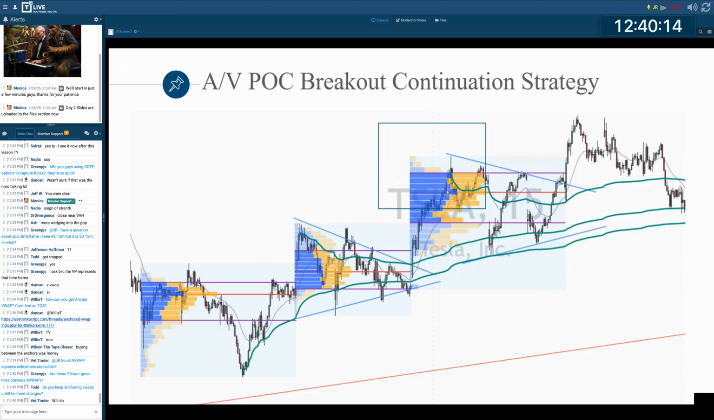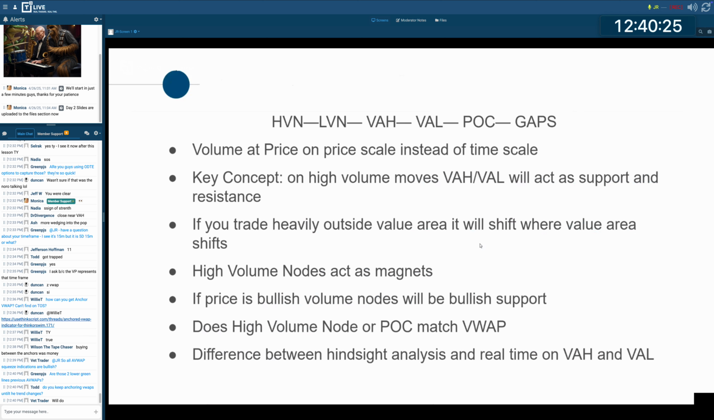Just like trend lines, anchored VWAPs need to be updated, or they'll stop being relevant. You know what I mean? Anyways, so let's keep going here.